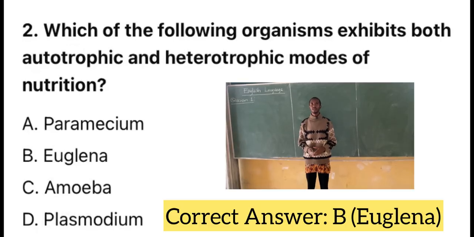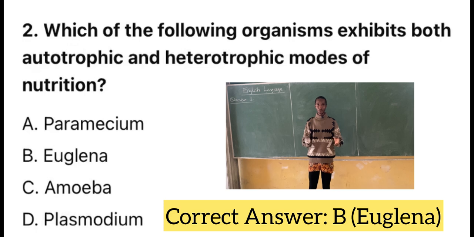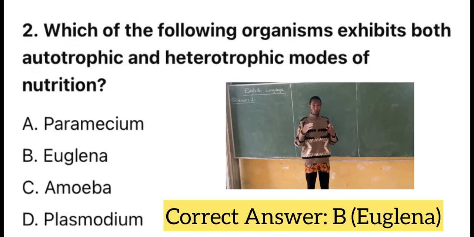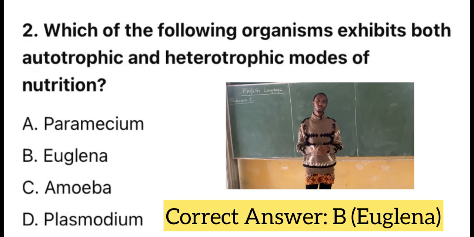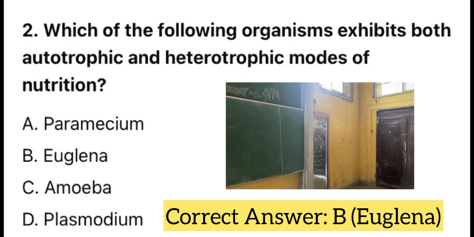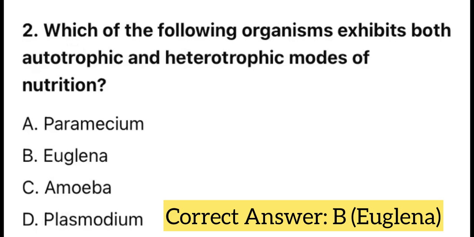The correct answer is Euglena. The Euglena contains chloroplasts and can also feed on organic matter in the absence of light, making it a mixotrophic organism. So the correct answer is B. Euglena exhibits both autotrophic and heterotrophic modes of nutrition.